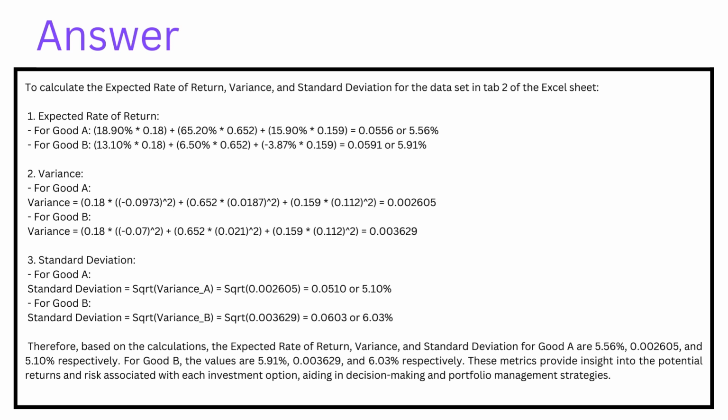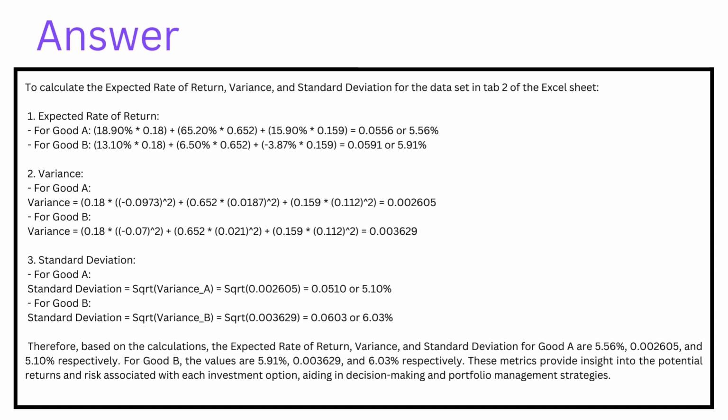Number 3, standard deviation for Good A. Standard deviation equals the square root of variance A, equals the square root of 0.002605, equals 0.0510 or 5.10%. For Good B, standard deviation equals the square root of variance B, equals the square root of 0.003629, equals 0.0603 or 6.03%.